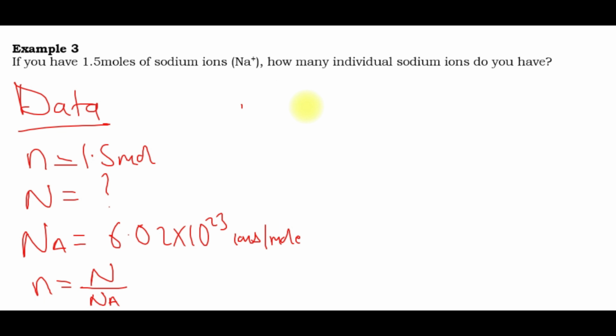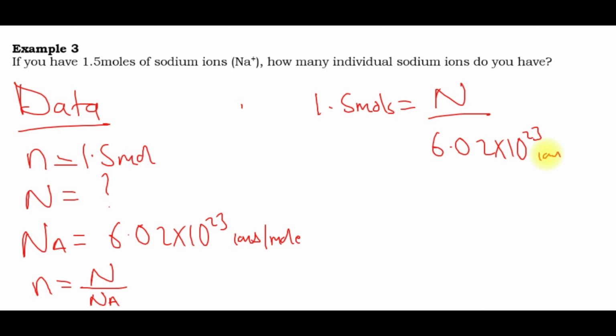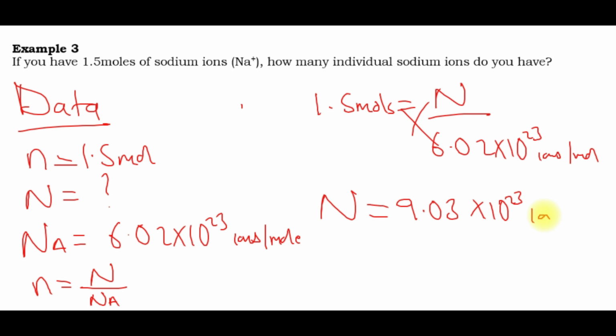Okay, so let's write this as 1.5 moles is equal to capital letter N over 6.02 by 10 to the power 23 ions per mole. Okay, when you cross multiply, what are you getting? You're getting N as 9.03 by 10 to the power 23 ions. So those are the number of ions in 1.5 moles of sodium ions.